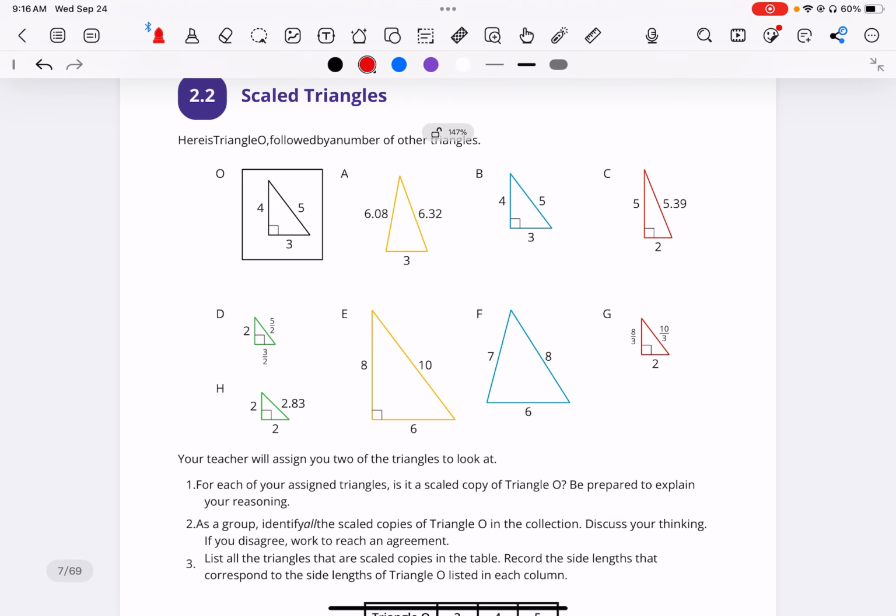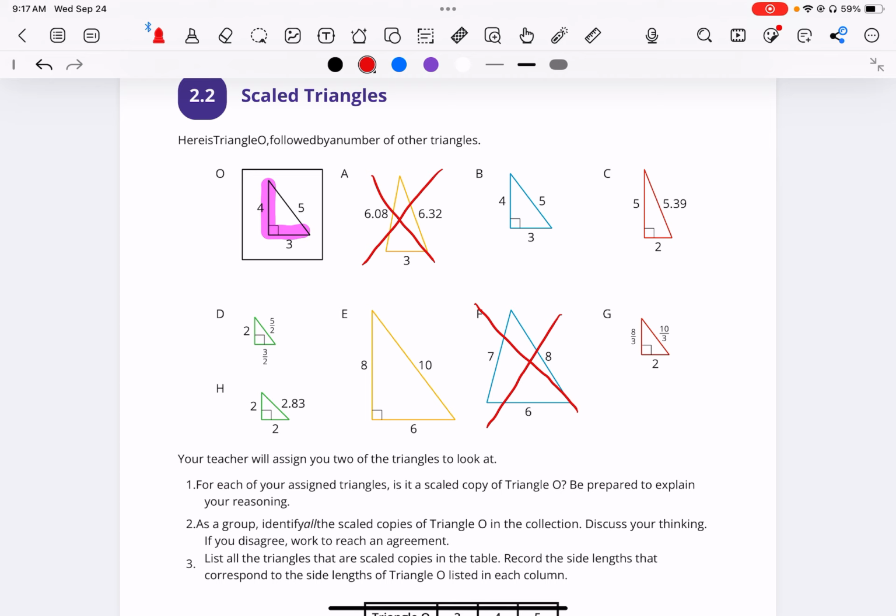Here we have triangle O followed by a number of other triangles. We're going to look at each of the other triangles and determine which ones are scaled copies of triangle O. First one I look at is A. I notice that in triangle O, it's a right triangle, but A is not a right triangle, so it cannot be a scaled copy. I also notice that F is not a right triangle, so it is also not going to be a scaled copy.